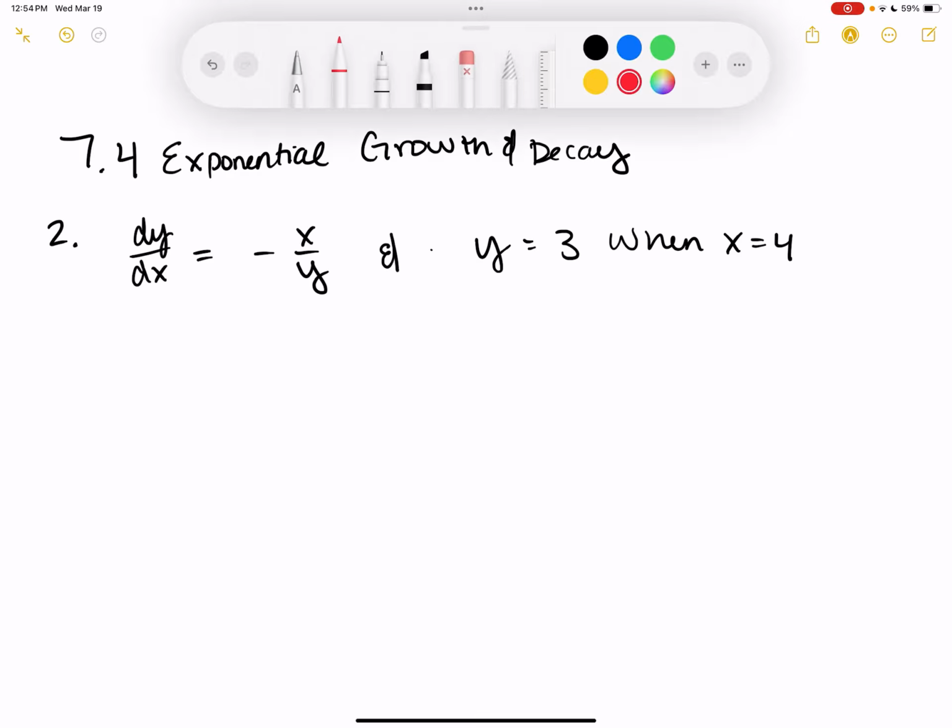Okay. All right, so basically we're going to multiply by y, multiply by dx. So I end up with y dy equals negative x dx. Then I'm going to take the antiderivative of both. So I'm going to put an integral in front of them. What is the antiderivative of y? 1/2 y squared. Okay. Equals antiderivative of negative x.